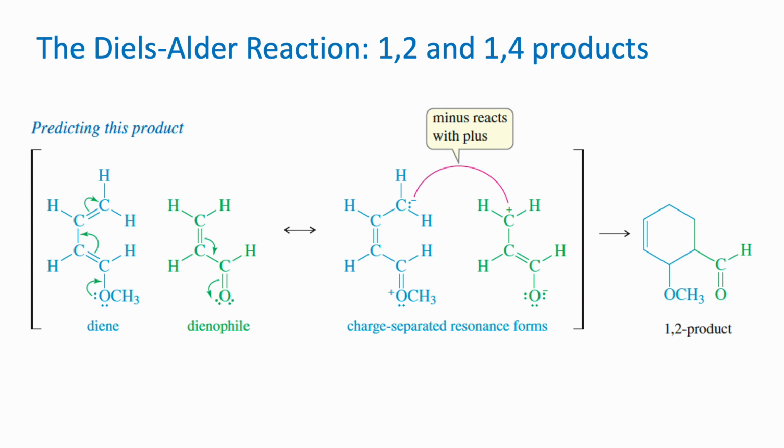So the summary here, when we look at the regiochemical outcome of the Diels-Alder reaction, is that the regiochemistry always gives us 1,4 or 1,2 products, depending on where that donor group is, and we will never get 1,3. The 1,3 product is not favored in this reaction.